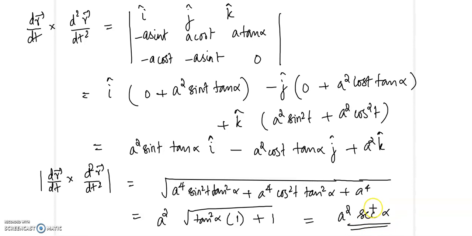So modulus of dr by dt cross d square r by dt square will be equal to a square sec alpha. And next we need to calculate the box product dr by dt, d square r by dt square, d cube r by dt cube. Now that will be given by, okay, box product means a dot b cross c.